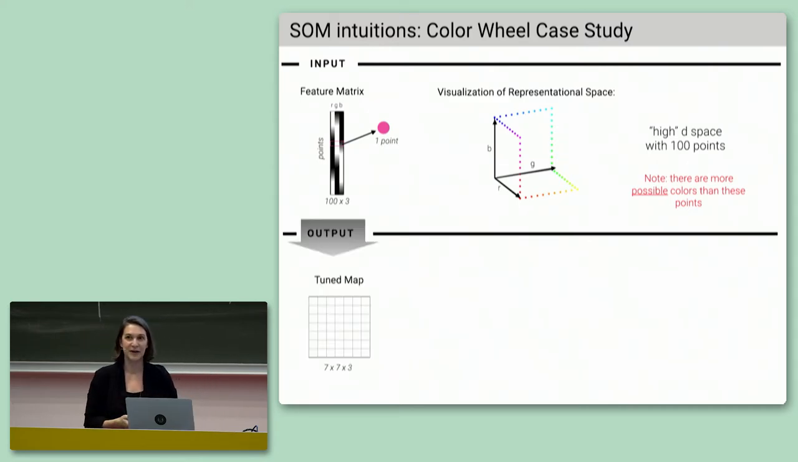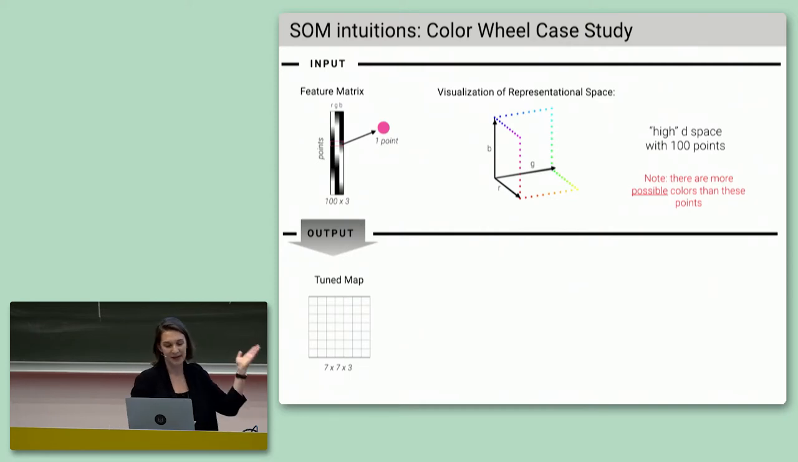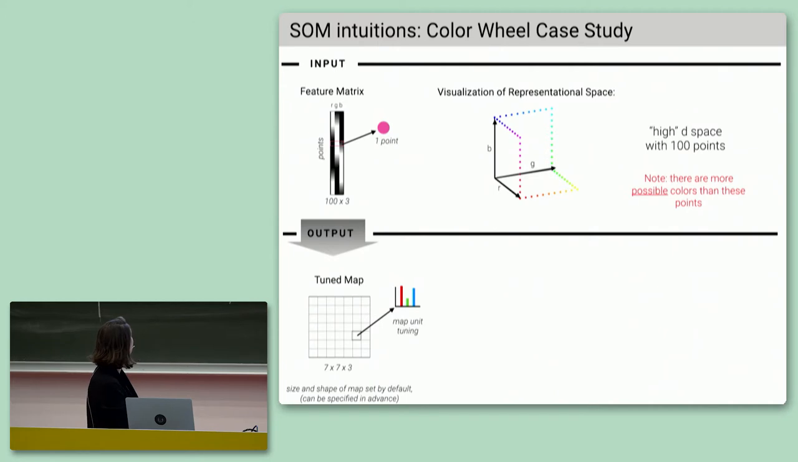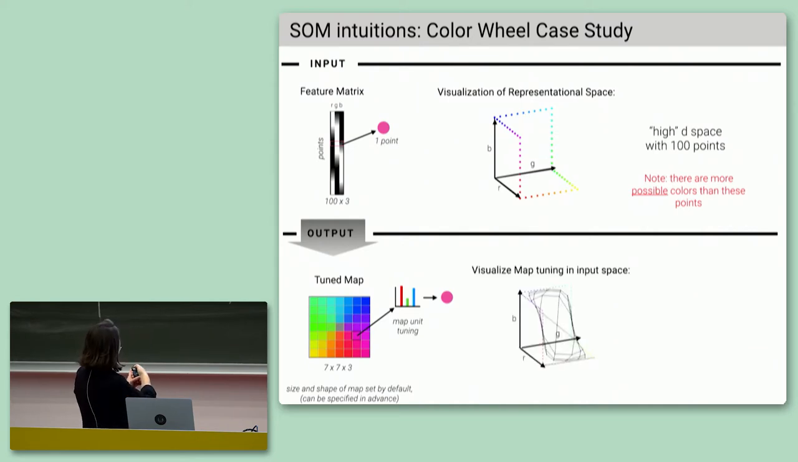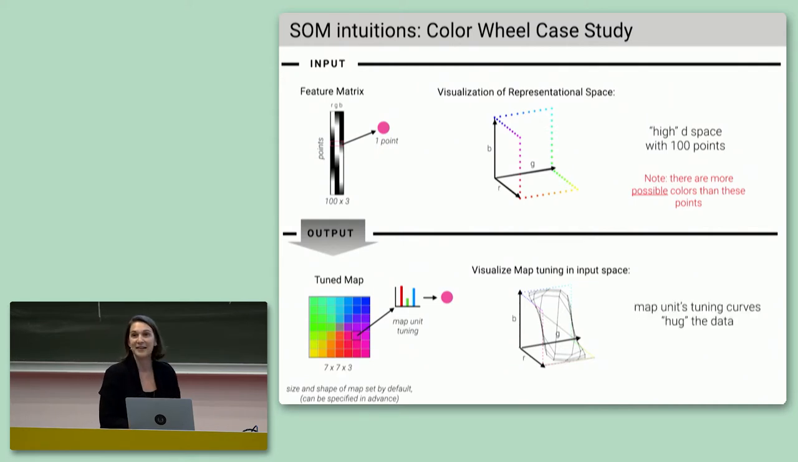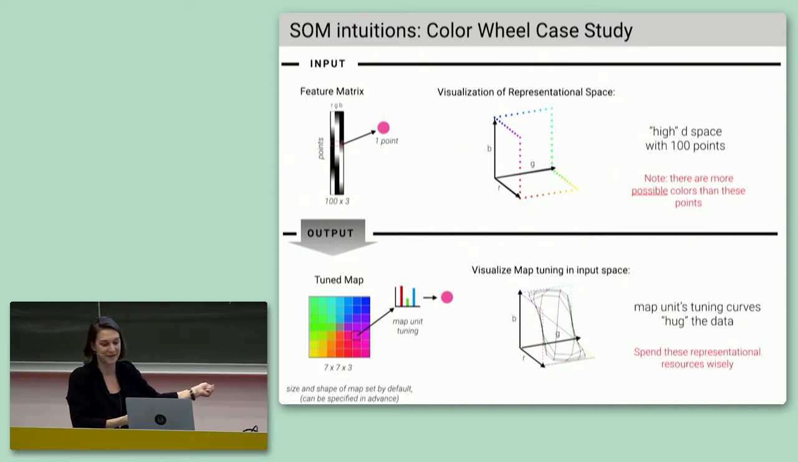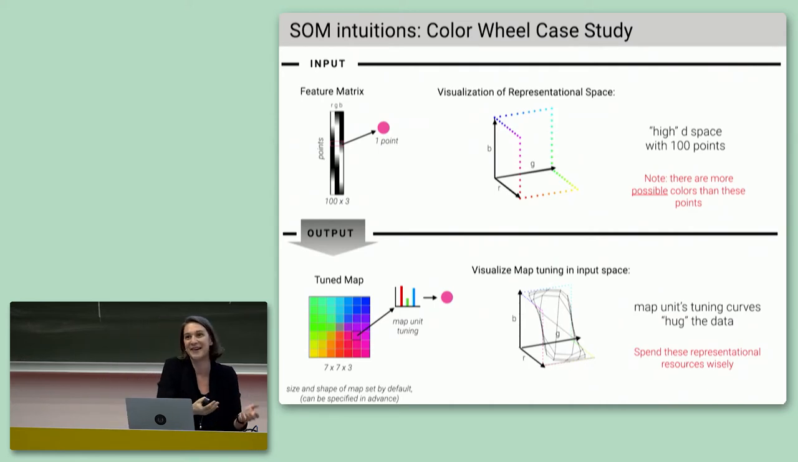Okay, and when you run it through the algorithm, what you get out is a tuned map. So say 7 units by 7 units by 3 dimensions, each one has tuning in RGB. Since that's just color, we can replace it by the color it is, and you can see we get a nice color wheel. And we can visualize where each unit falls in the representational space. So each black dot here is a unit in the map. And you can see that these map units sort of hug the data. They don't spend any of their representational resources representing bits of color space that your world doesn't live in. Except for this one guy, he got stuck. He's gray. He got stuck equally distant from all the other colors. So it's a nice way because it lets you only put your representational resources where your data are and not waste time coding other bits of the representational space.